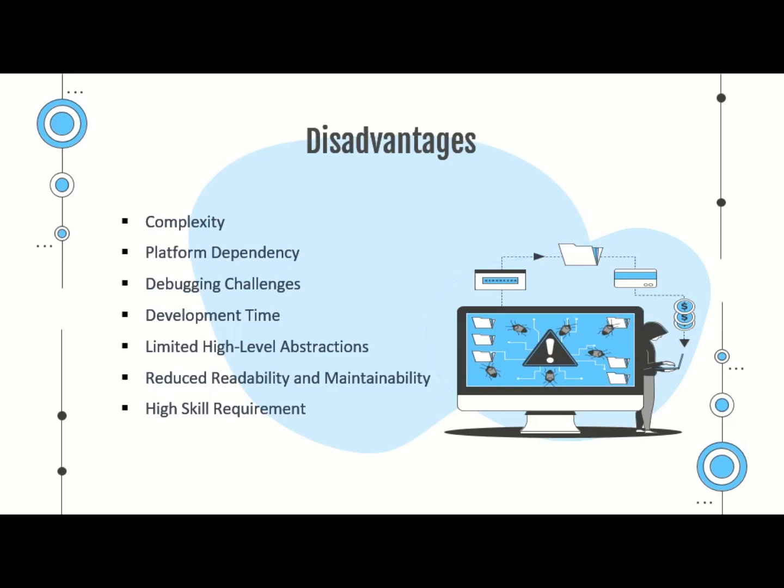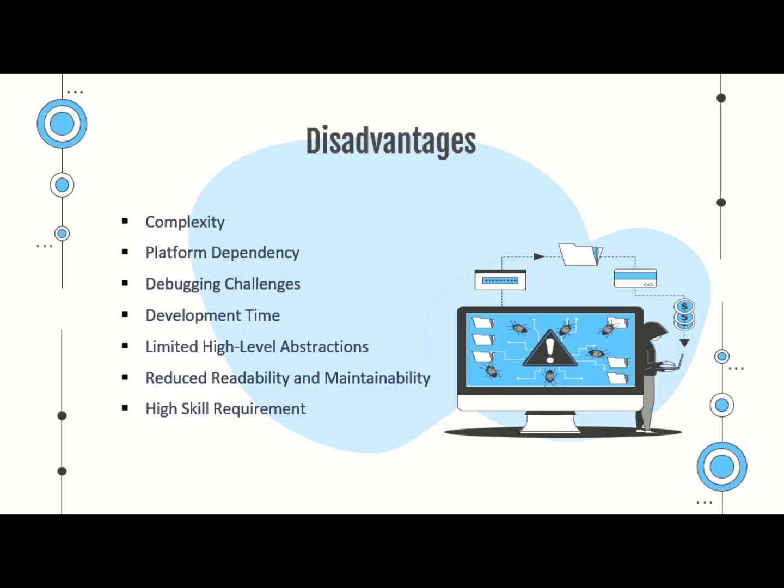The disadvantages of assemblers. The assembler and its process are very complex, because this is a low level language which is converted into machine code. And also people face debugging challenges. This language produces several errors.